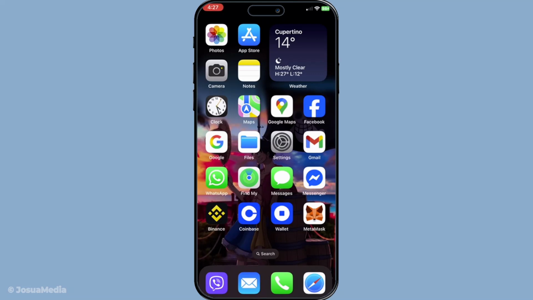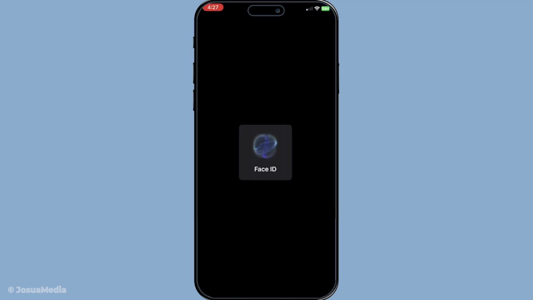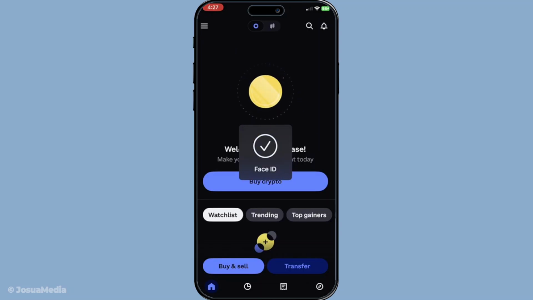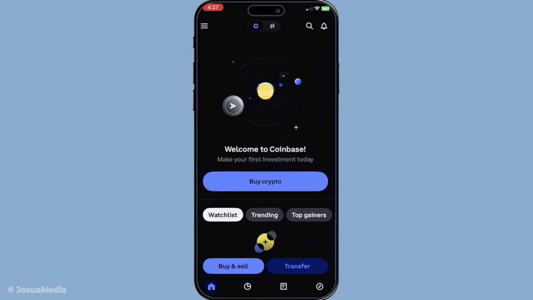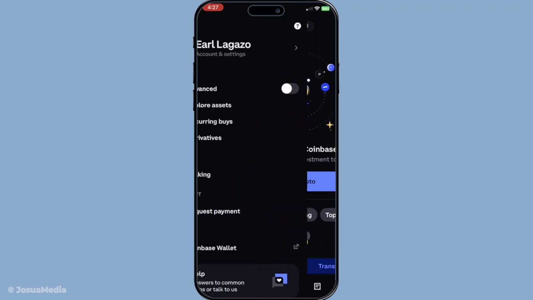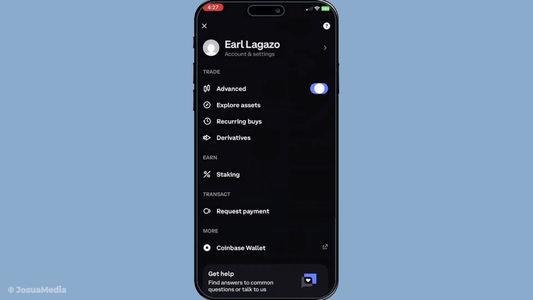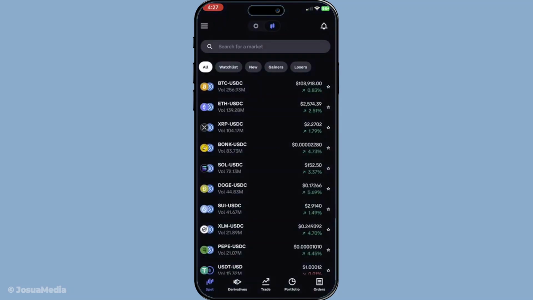To begin, open your Coinbase account and navigate to the advanced trading section. This step is crucial because the basic interface of Coinbase does not support advanced order types such as stop limit. Once you are in the advanced trading section, you'll want to look for the trade option. Go ahead and tap on it to access the trading screen. This is where all the fundamental trading operations begin.